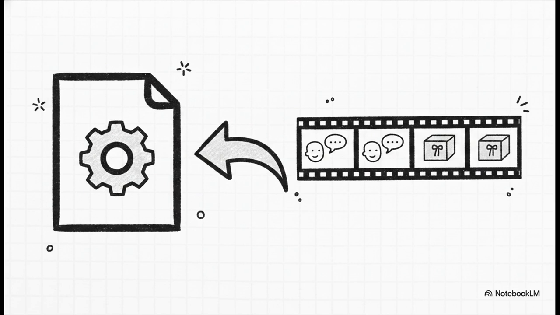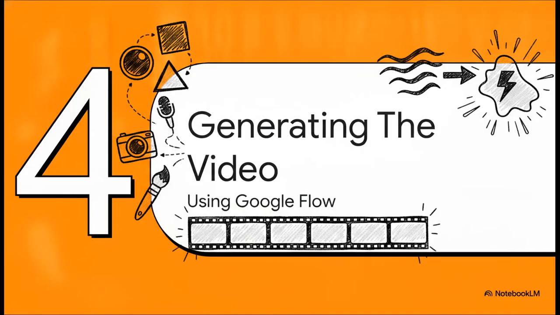Plus, the JSON structure perfectly bakes in specific dialogue, timing the lip sync right to your exact marketing message. It's honestly brilliant. All right, Section 4, generating the video. Let's bring those assets to life in Google Flow.